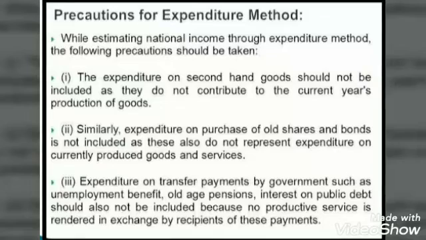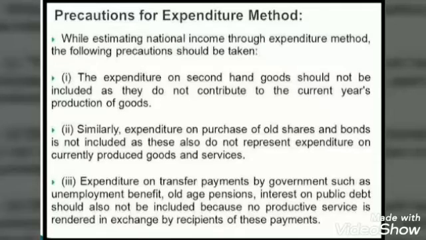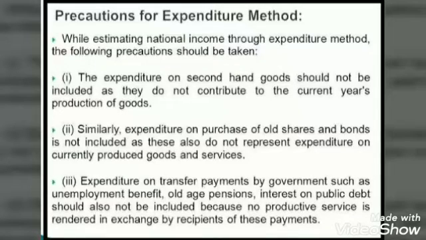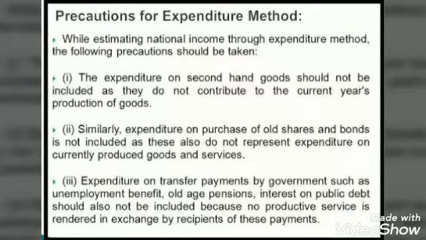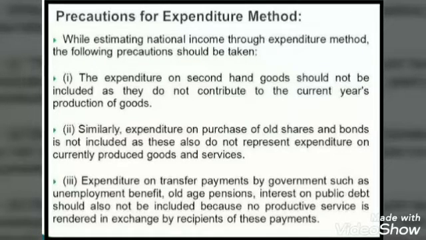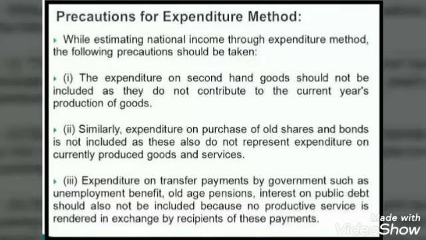And last but not the least, the imputed value or the estimated value of expenditure on goods used for self consumption should be taken into account, and the reason is, children, that these goods are reflected in the estimation of GDP. So imputed rent on owner-occupied house should be taken into account. So these are a few precautions which should be taken while estimating national income by the expenditure method.